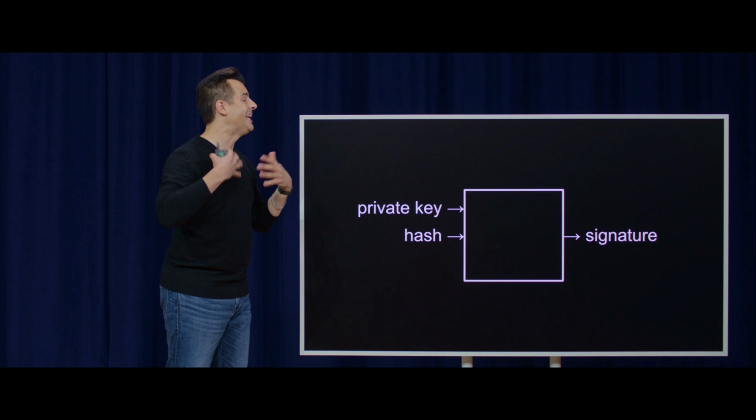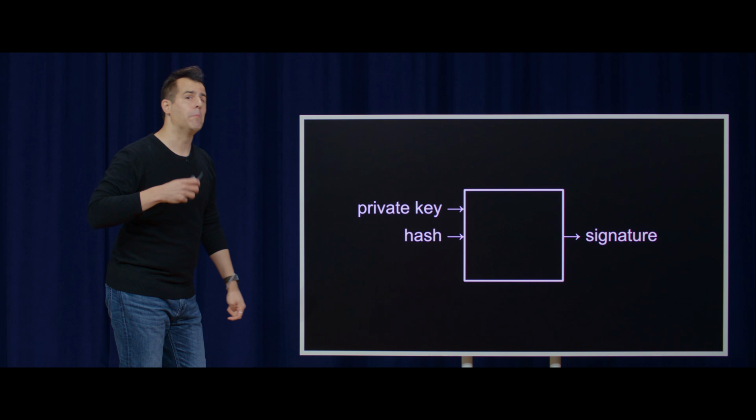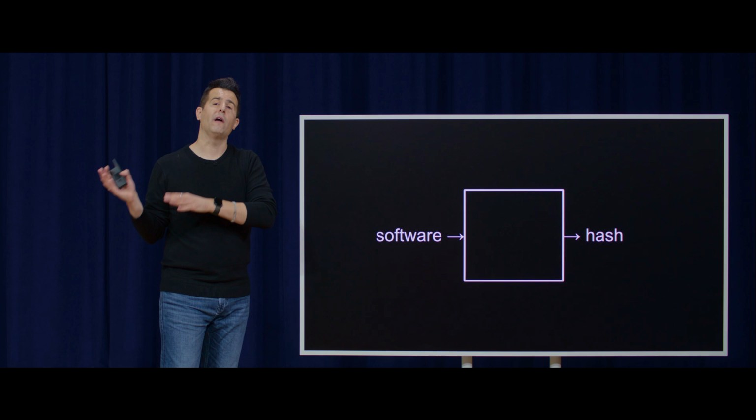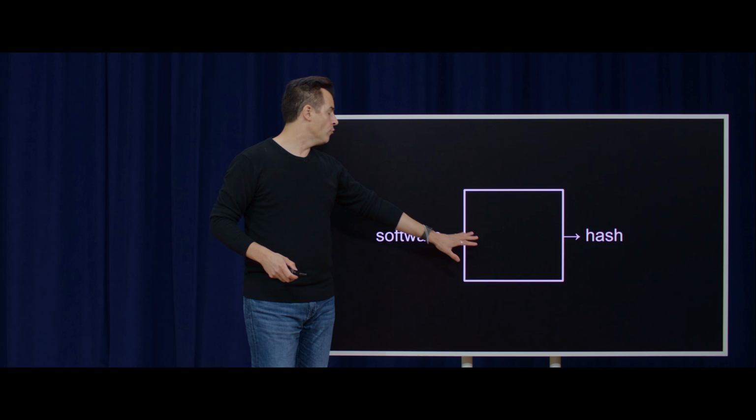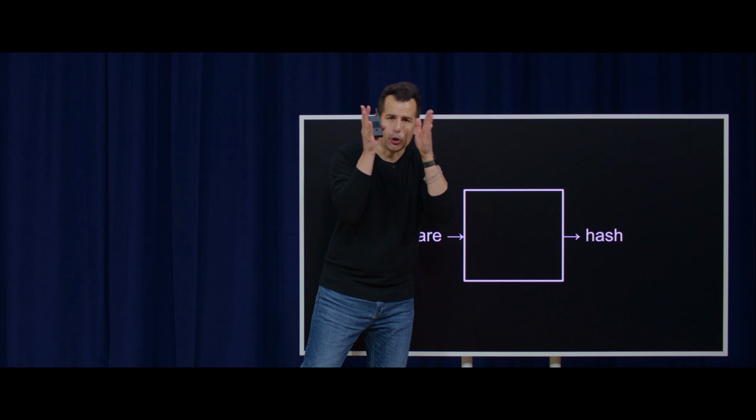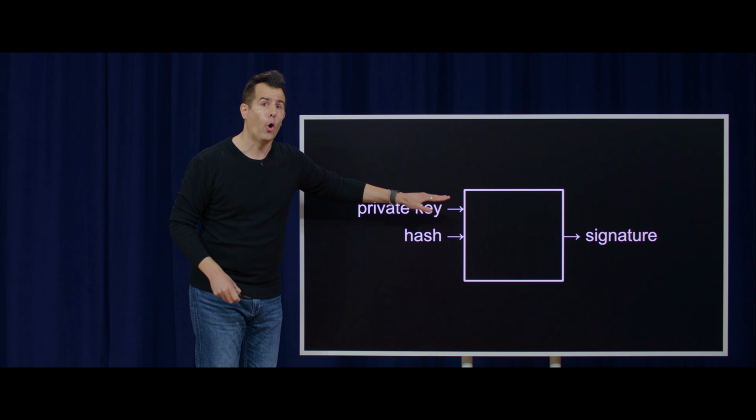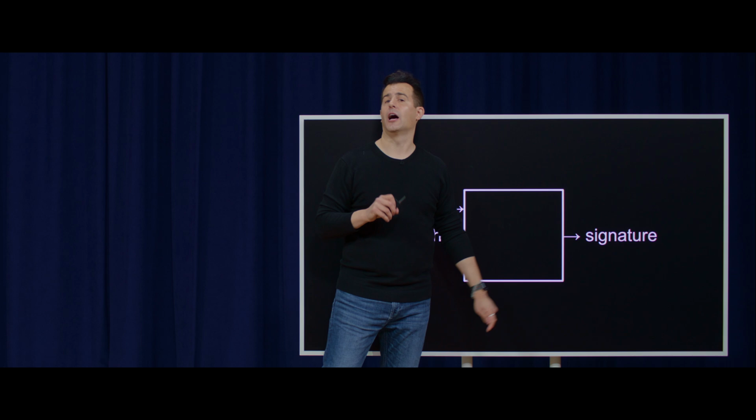Conversely, what Google and Microsoft and Apple and others can do is the same thing. Once you have uploaded your software to their app store, they can run the software through the same function, getting back a hash thereof, a unique representation thereof. They can use their own private key from their own app store to take that hash as input and produce a digital signature, this time signed by Apple or Microsoft or Google or whoever else is running the app store.